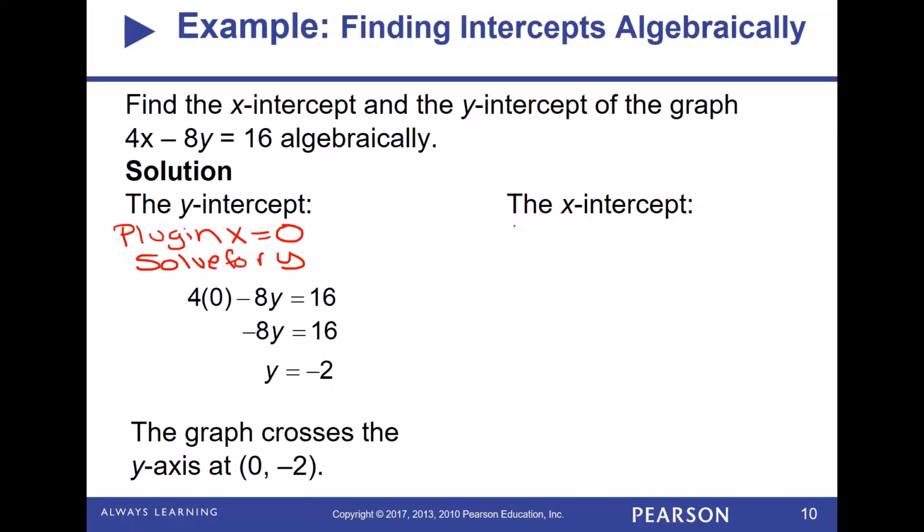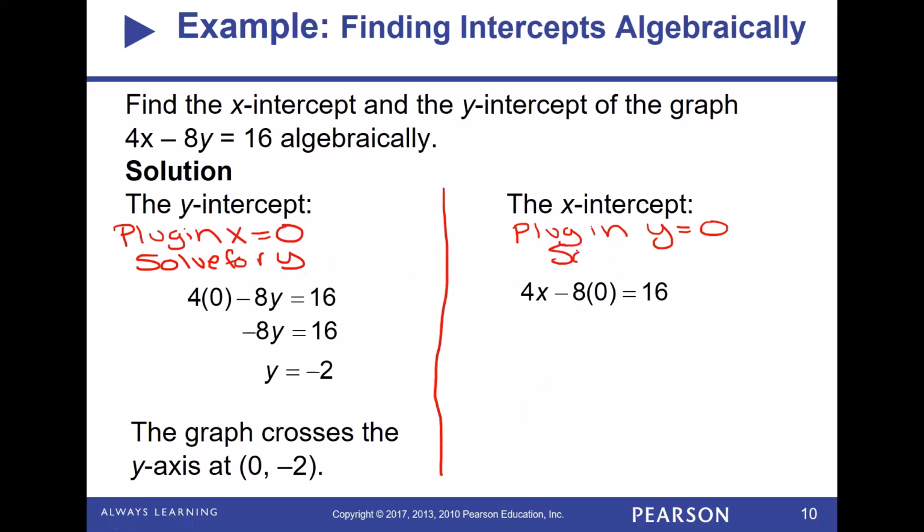So for our x-intercept, again, the rule is you're going to plug in, if this says x, the opposite letter, so y equals 0. Okay, we've now done that. So it should say 4x minus 8, and instead of y, we plug in 0, equals 16. Again, you'll notice I'm doing this separately. I'm not going back to what I've already done. It's literally like I have two separate problems in one. After we've done that, we're going to solve for x.